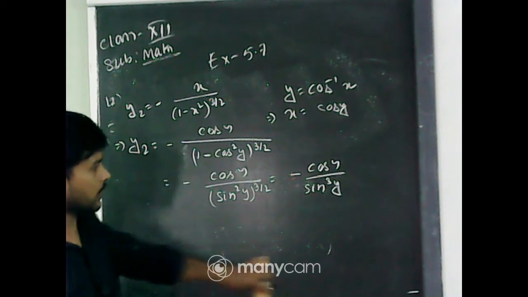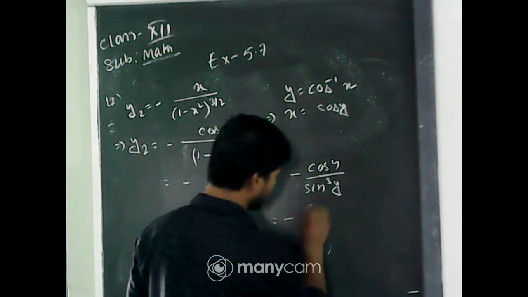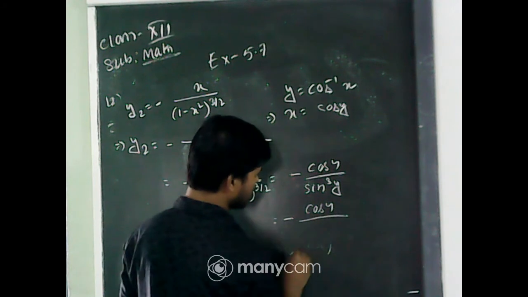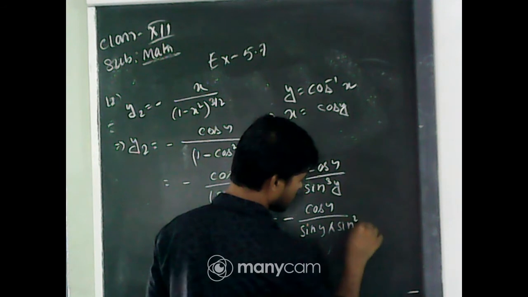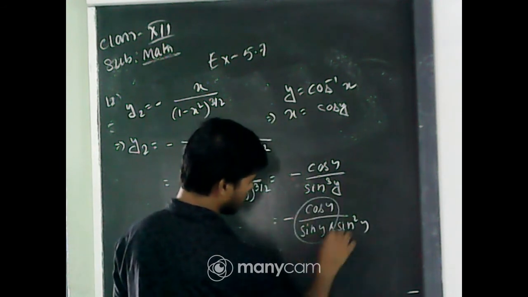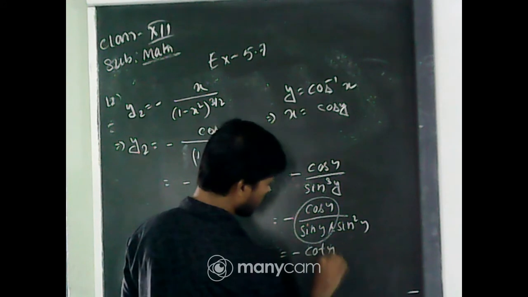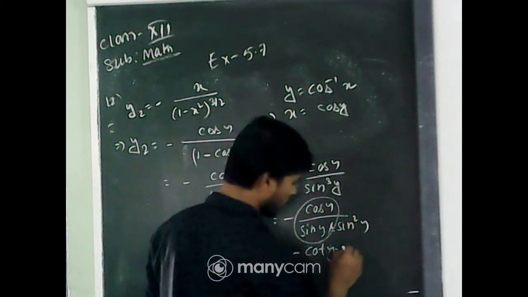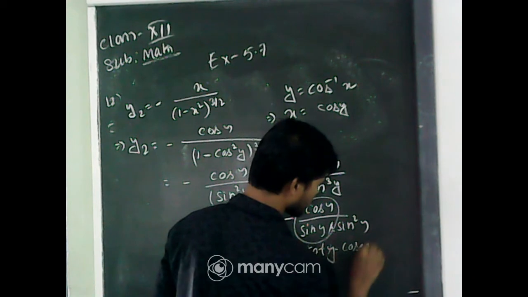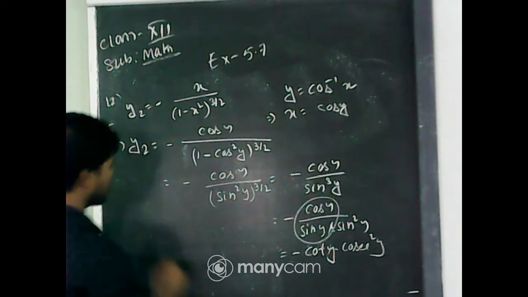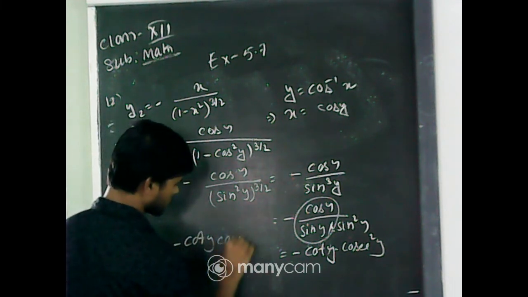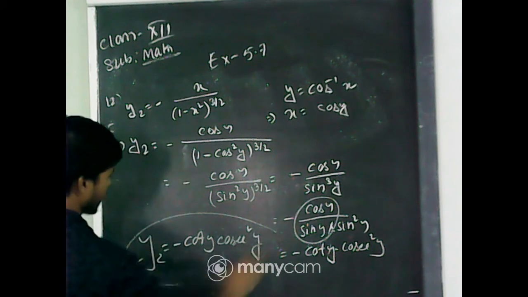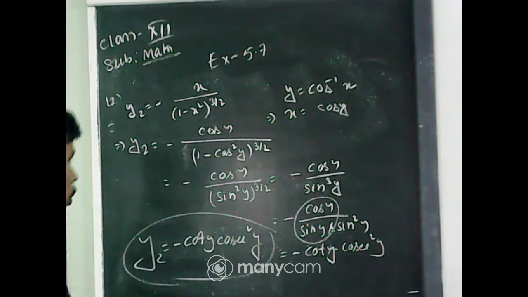Cos y by sin cube y is equal to minus of cos y by sin cube y, which can be written in the form sin y into sin square y. Now look, cos y by sin y is equal to cot y, and 1 by sin square y means cosec square y. So the final value y2 is equal to minus of cot y cosec square y. This is the answer, and hence solved.